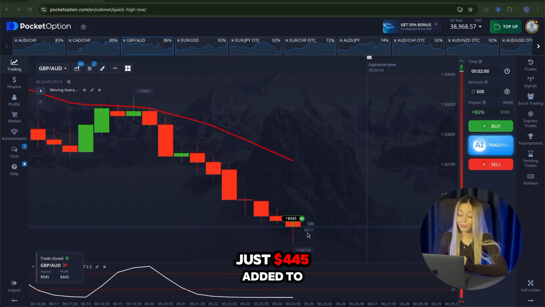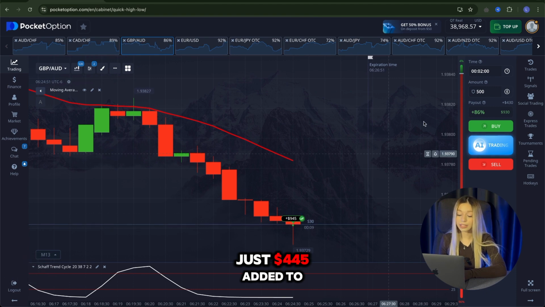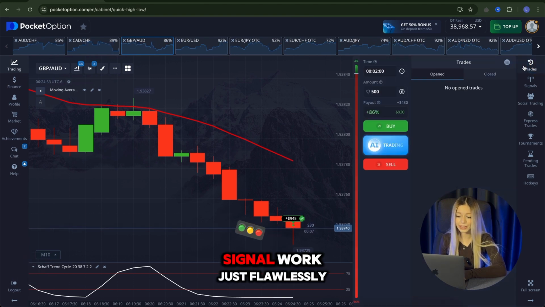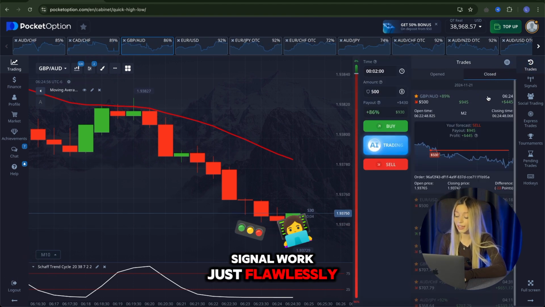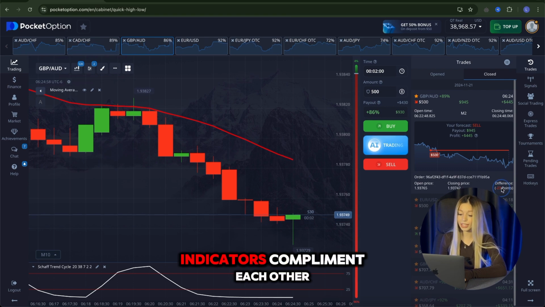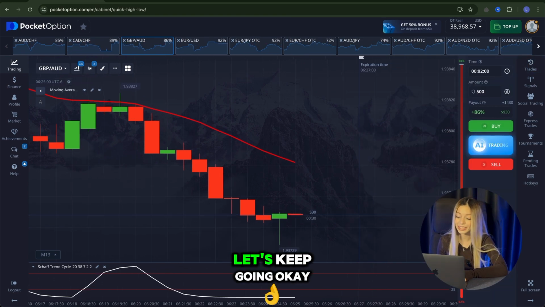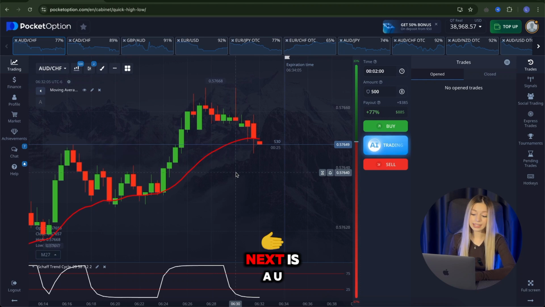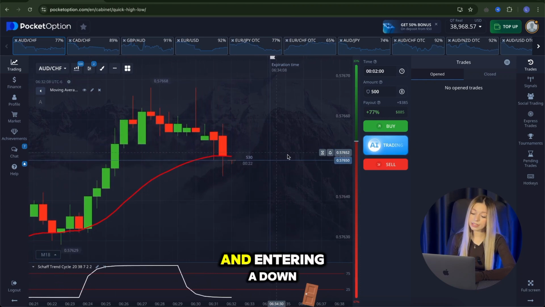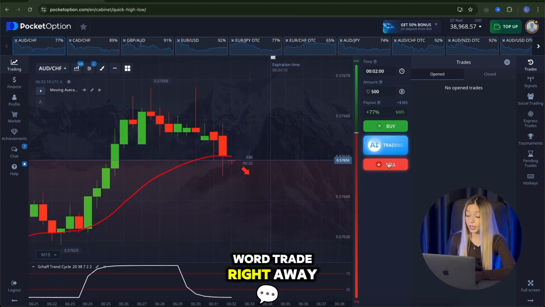Perfect, just $445 added to the account, and the signal worked just flawlessly. So see how the indicators complement each other. Let's keep going. Okay, next is AUD CHF, and entering a downward trade right away.